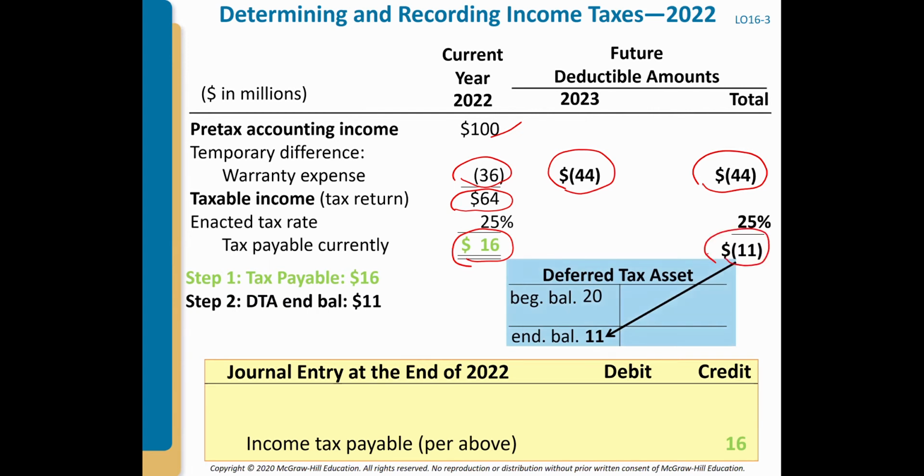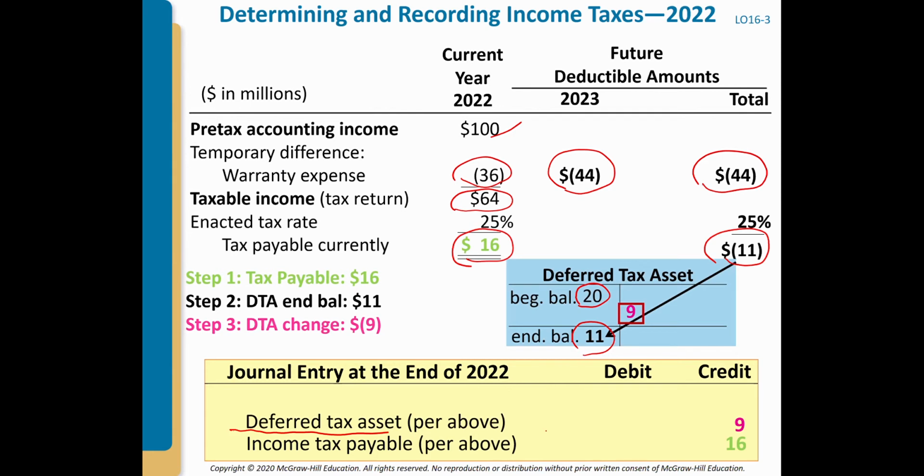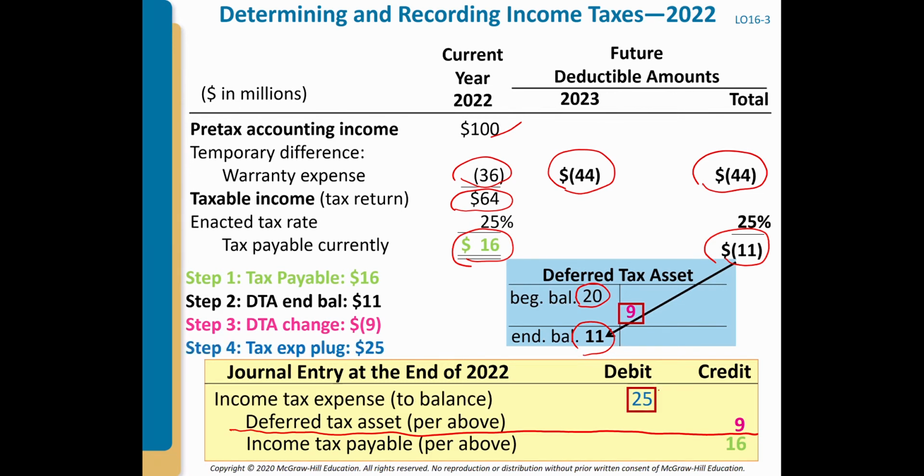11 should be the balance of the deferred tax assets. That will be the total future benefit right now. The beginning balance was 20. How to make it become 11? You need to credit 9 to this account. So credit 9 to deferred tax assets. And then the last item in the journal should be the income tax expense. It should be the balance. In this case, it's a total. So that's 2022.